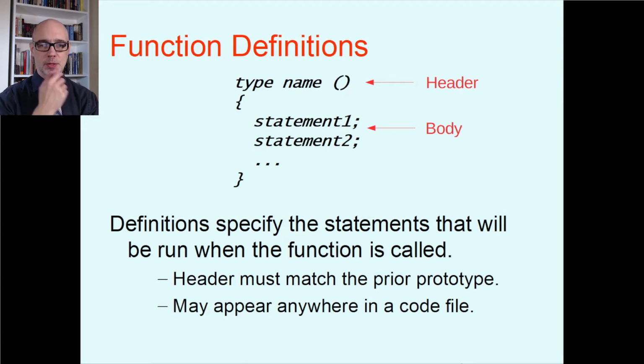So these definitions specify the statements that will be run when the function actually gets called. As we said there, the header has got to match the prior prototype. I see beginning programmers sometimes get that a little wrong. They don't exactly use the same name in the prototype, and then there's a compiler or a linker problem. These function definitions can basically appear anywhere in the code file: near the top, at the bottom, in the middle, it doesn't really matter. So wherever you find it convenient, it can go anywhere in the code file as long as you've got the function prototype at the top of your file. So this indicates what the function's actually going to do. That's the second thing you need.